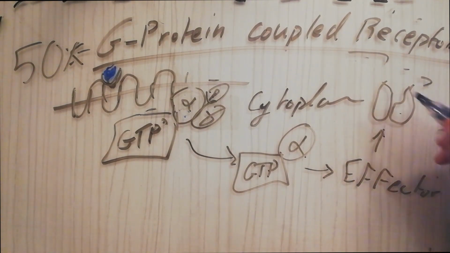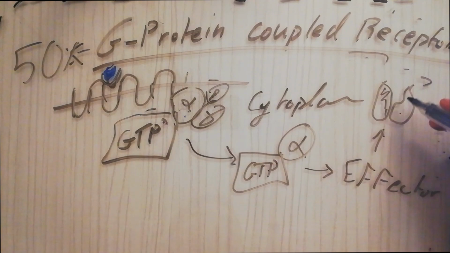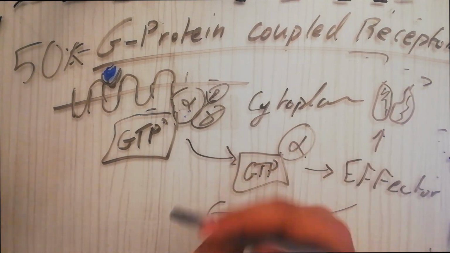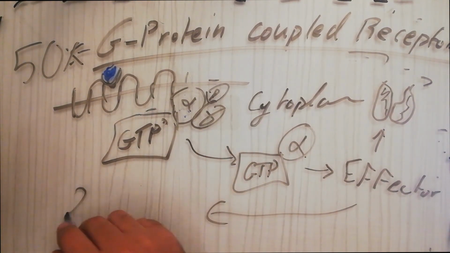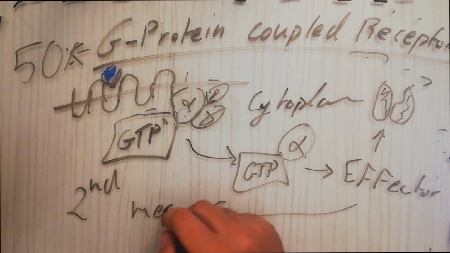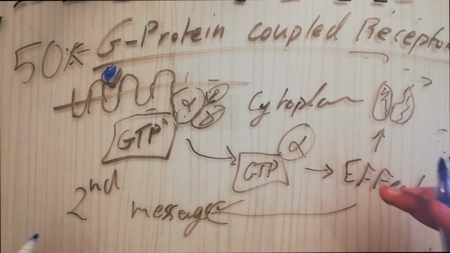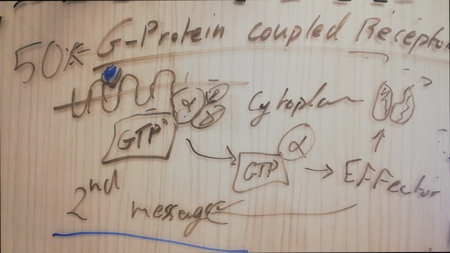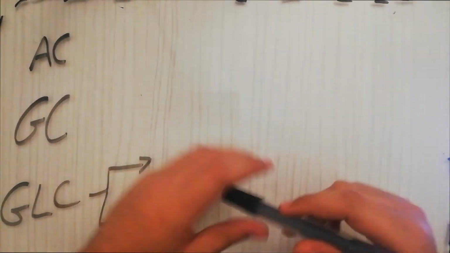This effector may be an ion channel that's present on the cell membrane, or maybe another enzyme, thus triggering a cascade of second messengers. Now we've said an interesting word, the second messengers. So what are these and what are the different types of second messengers? So let's start with second messengers.